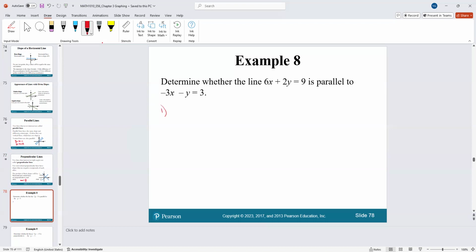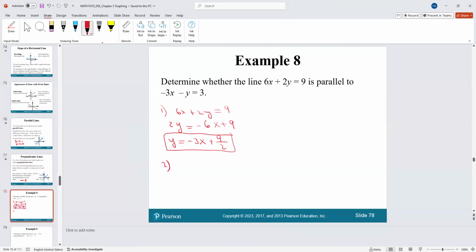So equation 1, you have 6x plus 2y equals 9. If we subtract 6x from both sides, we have 2y equals negative 6x plus 9. If we divide every term by 2, we have negative 6 divided by 2 is negative 3x plus 9 halves. Don't focus on the y-intercept. We focus only on the slope, the coefficient of x.